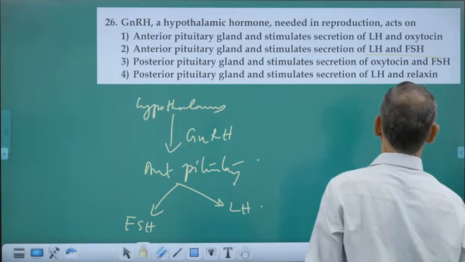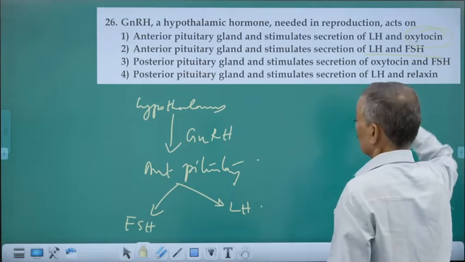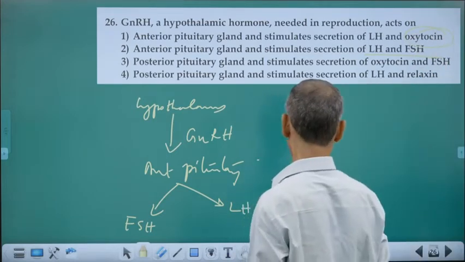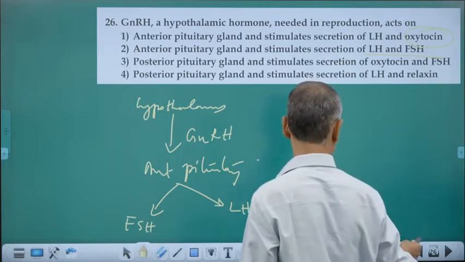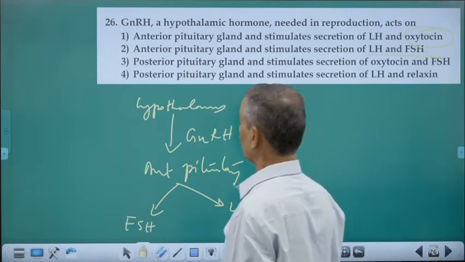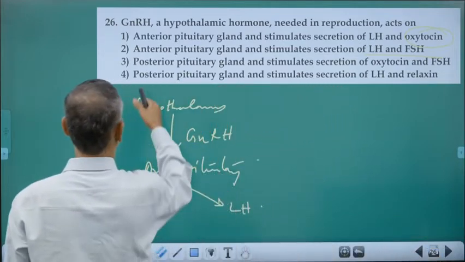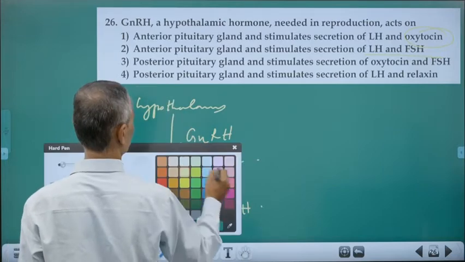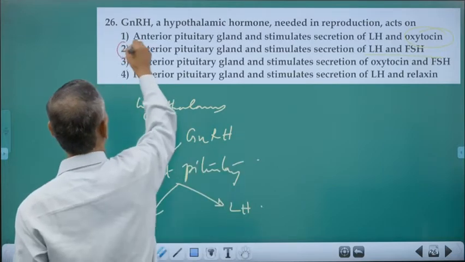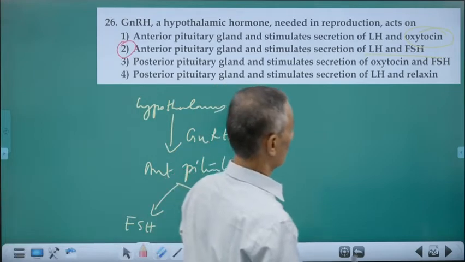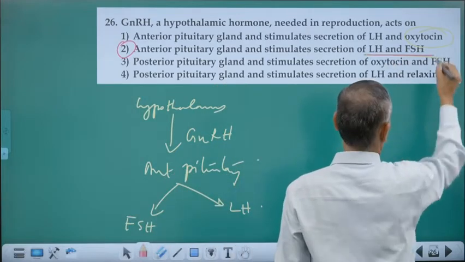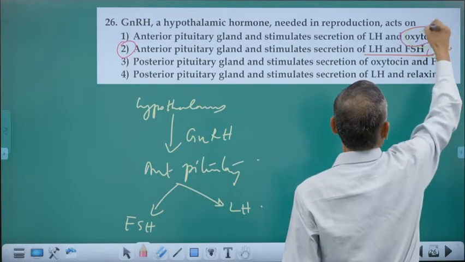FSH and LH. Oxytocin is the posterior pituitary secretion. It is produced by the hypothalamus. So, this should be the answer. Okay, this is the correct one. This is wrong.